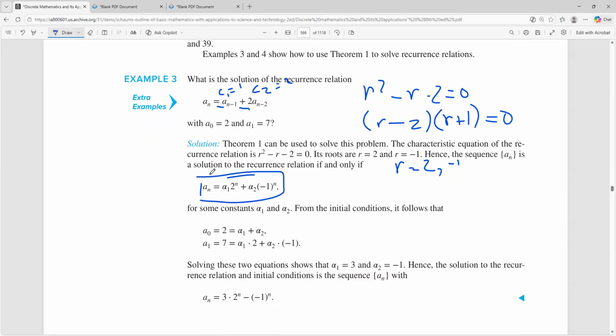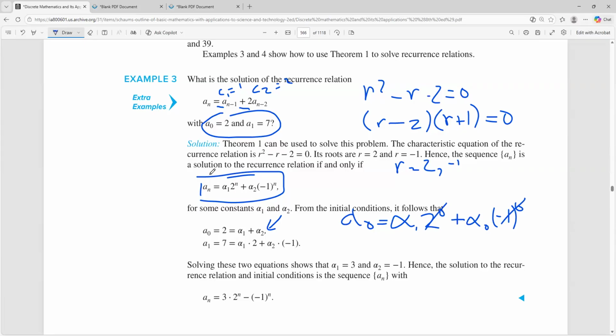And we want to solve. Well, how do we solve for alpha 1 and alpha 2? We use the constants given. A0 is 2, A1 is 7. Let me write the previous step. A0 is equal to alpha 1 times 2 to the 0 plus alpha 2 times minus 1 to the 0. Okay, what does that mean? 2 to the 0 is 1, minus 1 to the 0 is 1. So we get this equation.